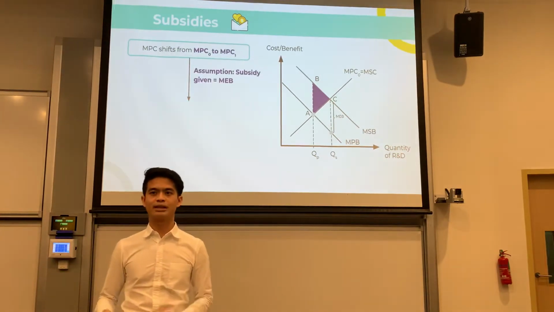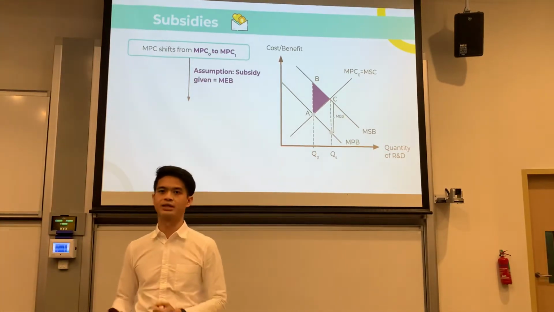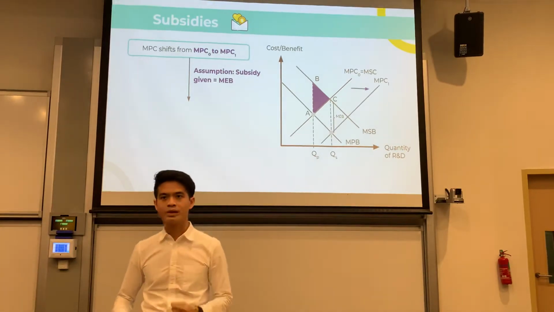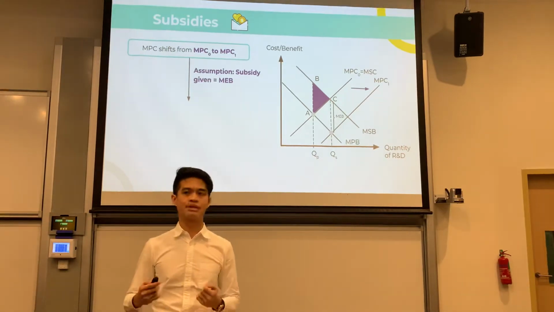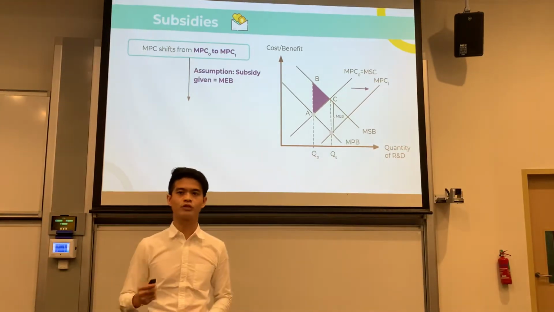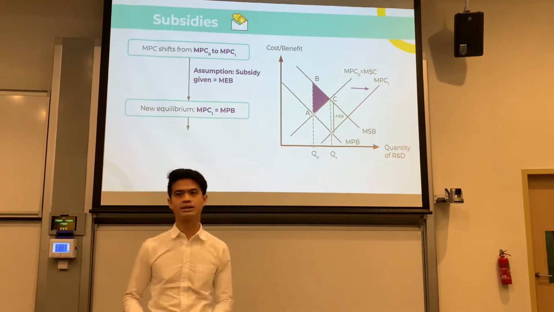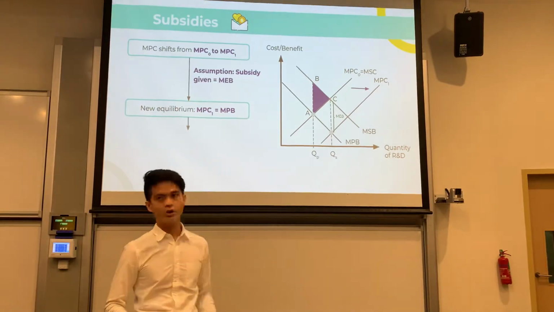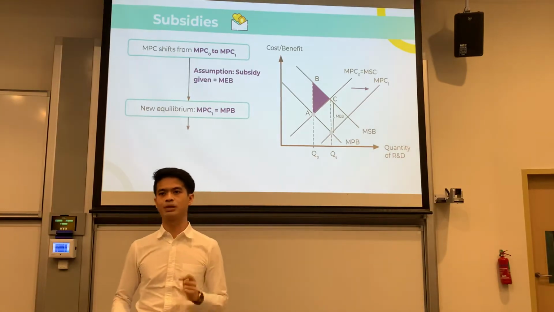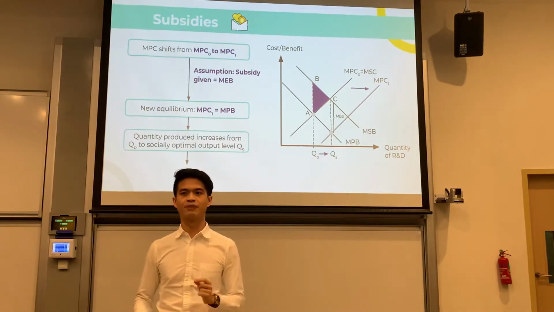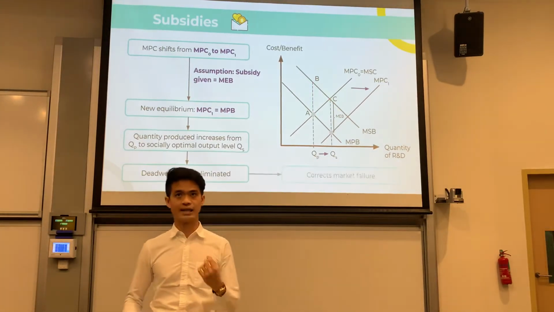Okay, now let's look at the nitty-gritty technical analysis and see how the graph movement allows us to visualize what had happened. When a subsidy is applied, MPC shifts from MPC0 to MPC1. This is because subsidies lower the MPC, which in this case refers to the lowering of cost of production. This results in a new equilibrium of MPC1 equals MPB. And if we now take a look at the intersection, we see that the new equilibrium is at QS. Of course, this is assuming that subsidy equals MEB. As such, this means that the firm is now producing at a socially optimal quantity, and deadweight loss as well as market failure has been eliminated.